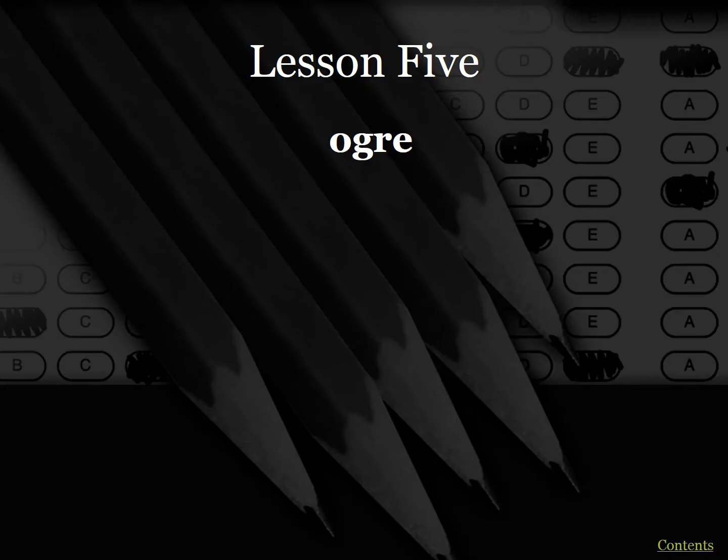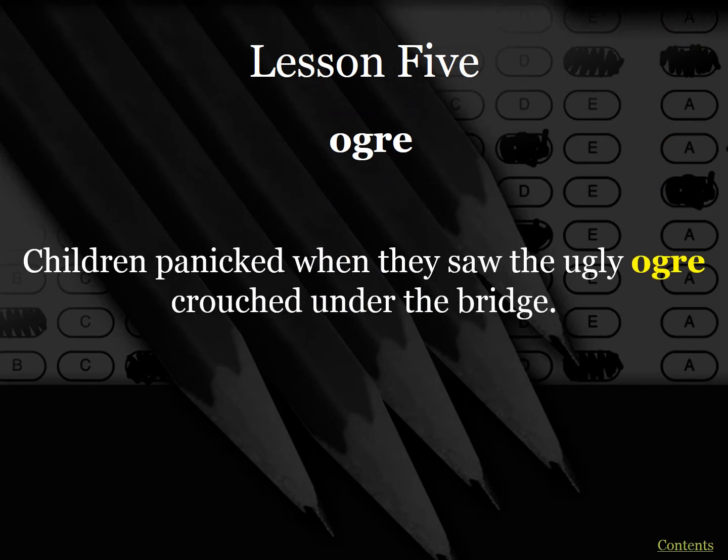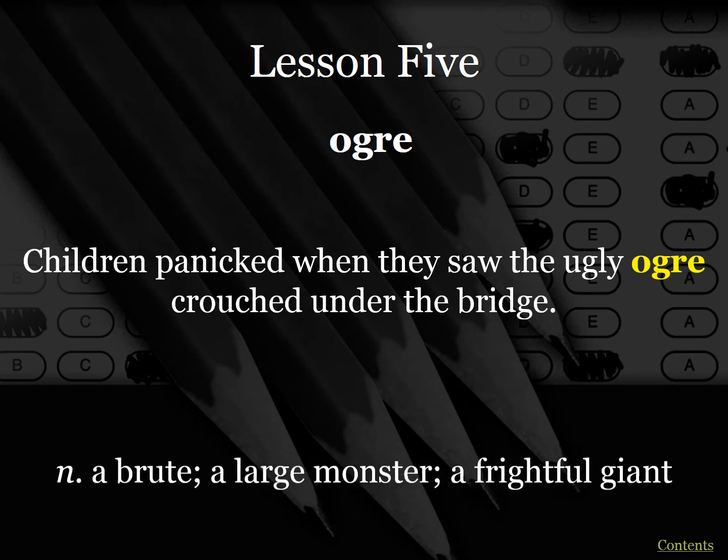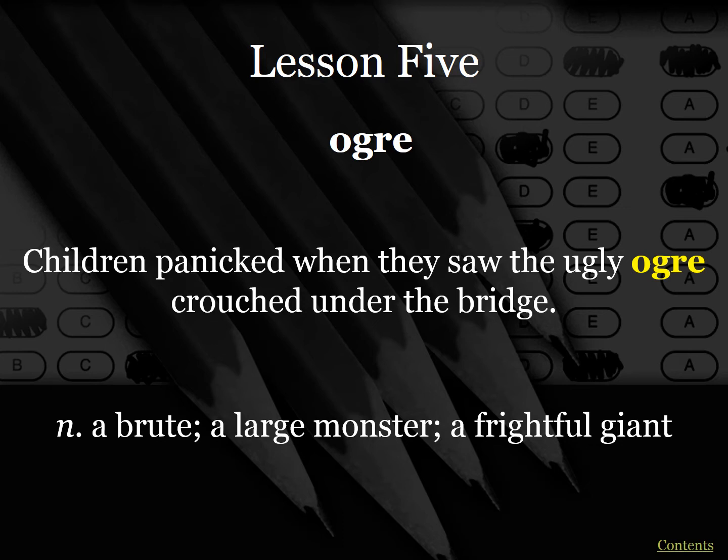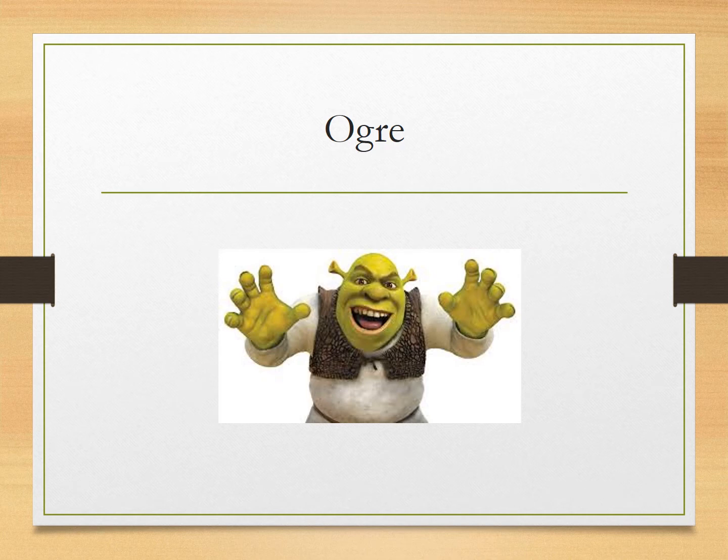Our next word is ogre. I'm sure a certain ogre pops into your mind already. You can't really get the meaning of this word from the sentence. Children panicked when they saw the ugly ogre crouched under the bridge. You should be able to figure out that it's a noun. And again, you probably know what this means already, so we won't waste a whole lot of time trying to figure it out. It's a brute, a large monster, a frightful giant. I'm sure this is the picture of ogre that came into your mind from the movie Shrek. We've got Shrek the ogre, although he does not act as a brute. He kind of does the opposite of that.